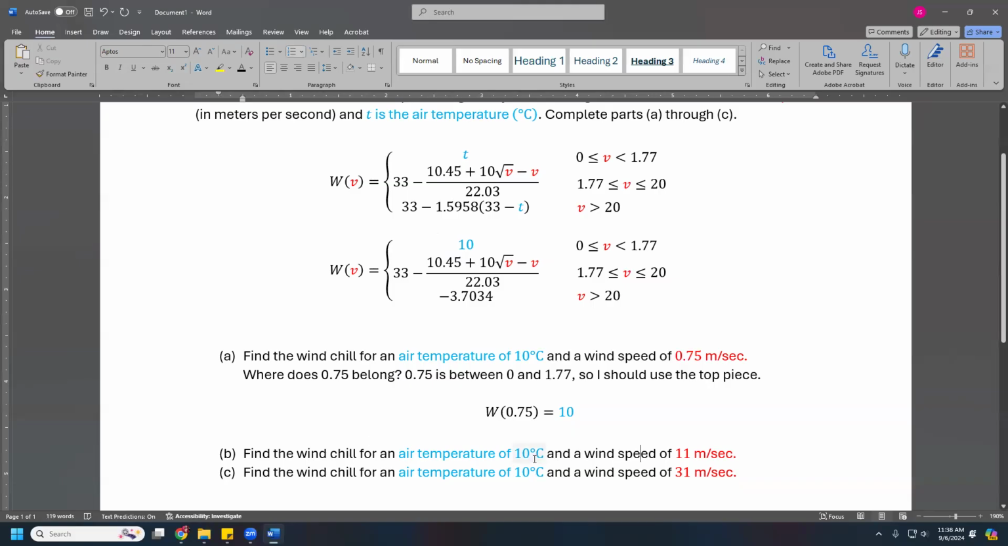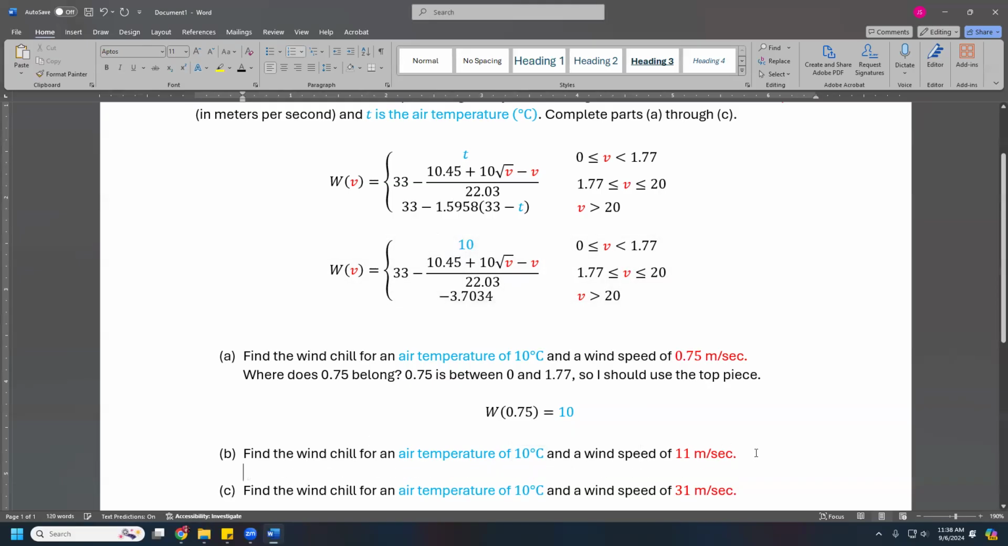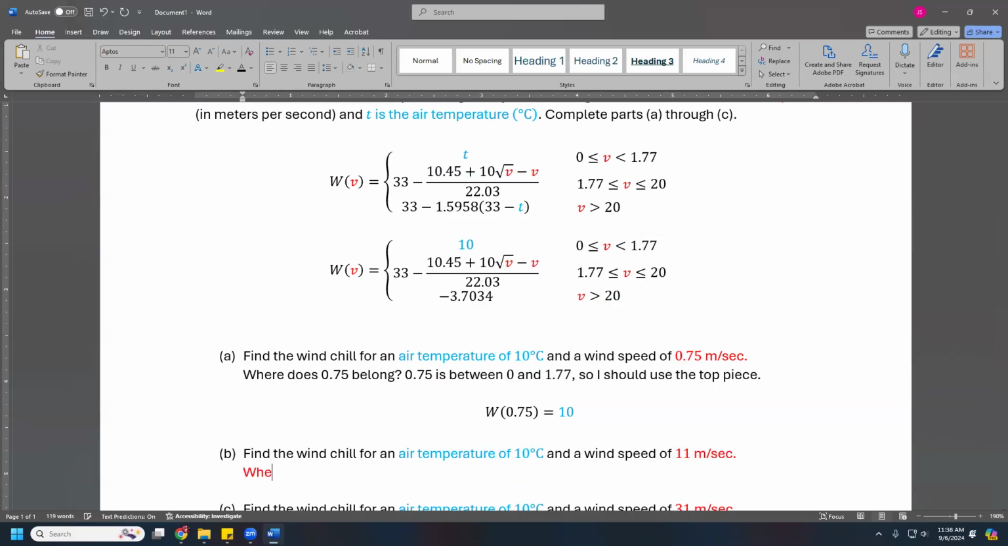This time my air temperature is still 10, so I'm still using this one. I'm not changing that, but I am plugging in a different V. So instead of 0.75, I need to ask myself, where am I going to plug in 11? Where does 11 belong?